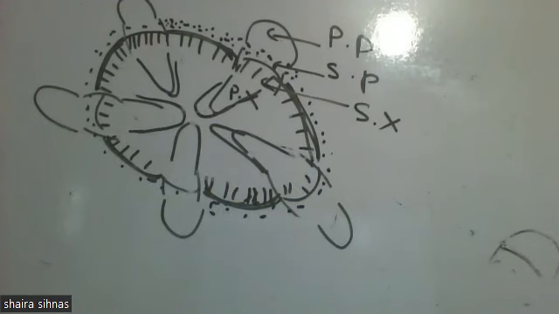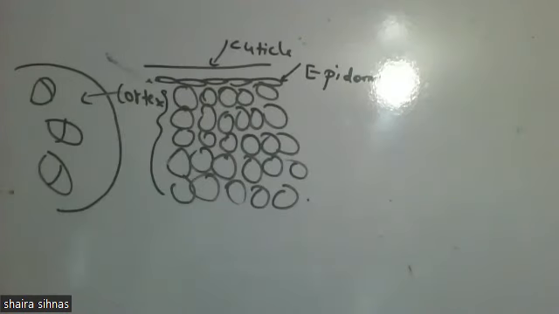So I told you two regions are going to be involved. One is the vascular region, that is what we have seen. So newly secondary phloem and secondary xylem have been formed, right? Two new layers are added. Then next we are going to see the cortex region. So now this is the cortex part.